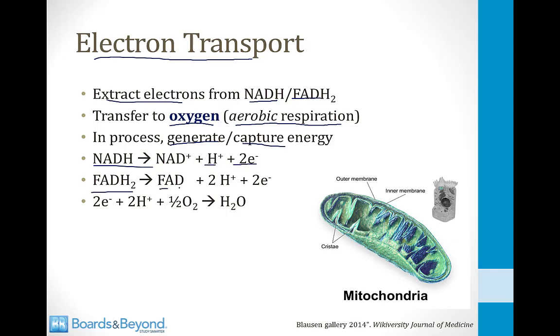FADH2 can be oxidized to FAD plus 2 protons plus 2 electrons. And then those 2 electrons from either molecule can be added to 2 hydrogens and an O2 molecule to create water. And that's what we're going to do, is give those electrons to oxygen and create water. And in doing this, we will generate ATP.